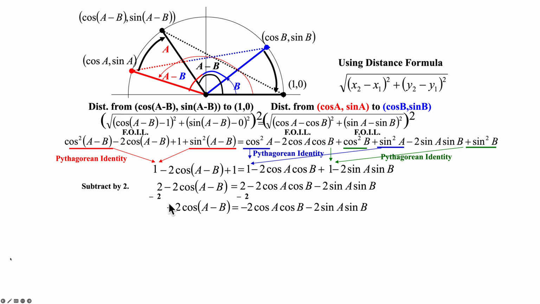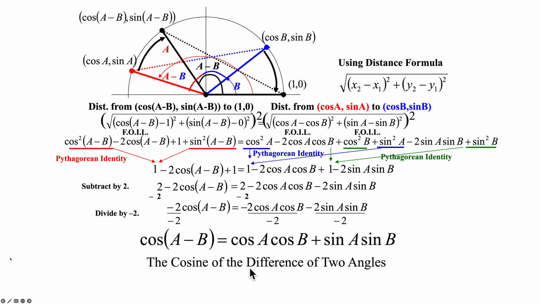Yeah, there are a lot of factors, well, factors of negative 2 in fact. So let's divide these two terms on the right and this term on the left. Let's divide both sides by negative 2. And wait a minute, there's my identity. Cosine of A minus B equals cosine A cosine B plus sine A sine B. That's our identity for the difference of two angles for cosine.